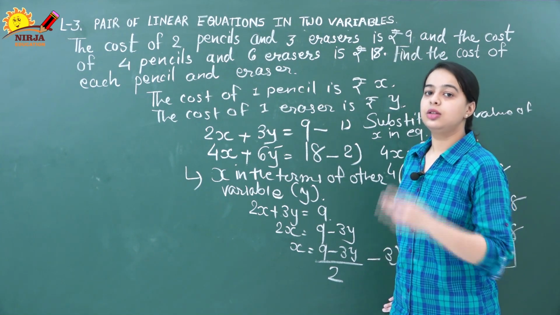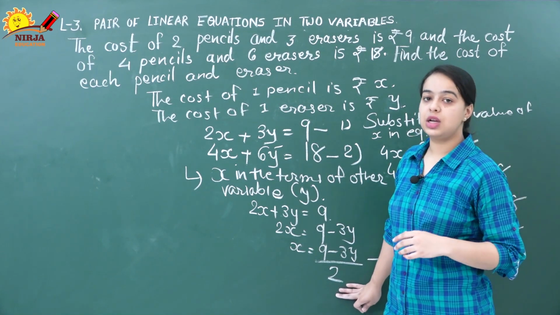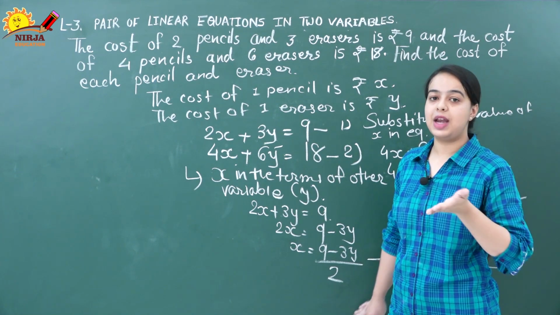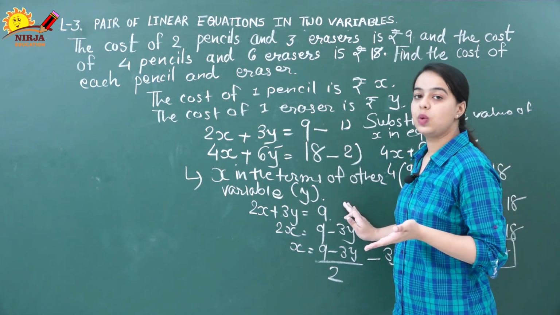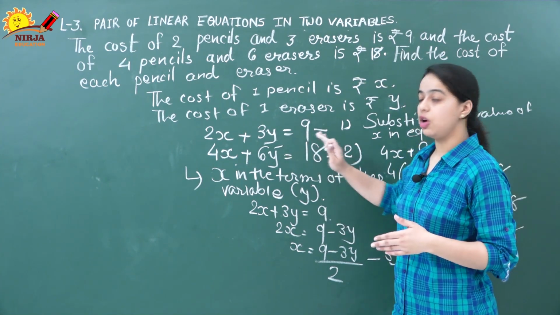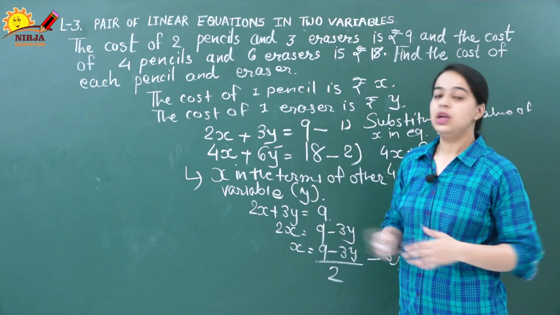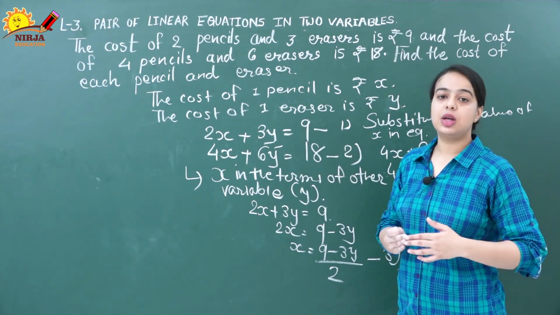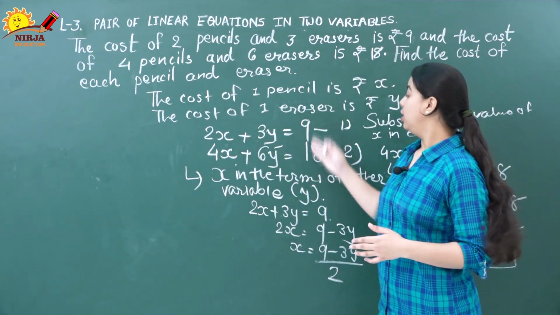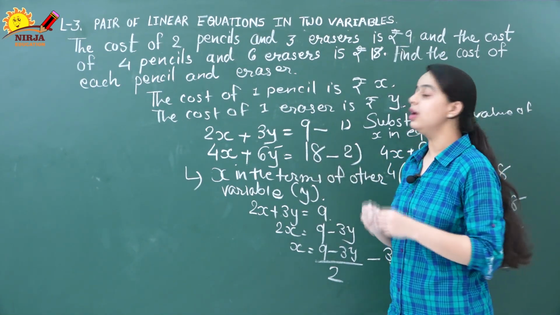If you remember, at the starting of this chapter, we discussed that a pair of linear equations has either one solution, no solution, or many solutions. So this pair of linear equations has many solutions. That means for various values of x as well as y, both equations are going to be satisfied. And if we talk about the graphical representation of these equations, we are going to get coincident lines, so they have many solutions.